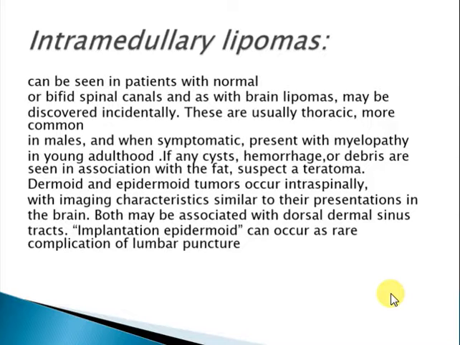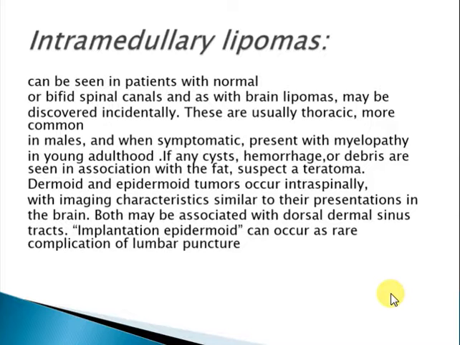Dermoid and epidermoid tumors are seen intraspinally with imaging characteristics exactly the same as in the brain. Both may be associated with dorsal dermal sinus tracts. There is something called implantation epidermoids. These occur during lumbar puncture with implantation of epidermal cells intrathecally, and that's why we should always keep the stylet of the spinal needle in its place until we enter into the thecal sac. That's how we can avoid having these implantation epidermoids.